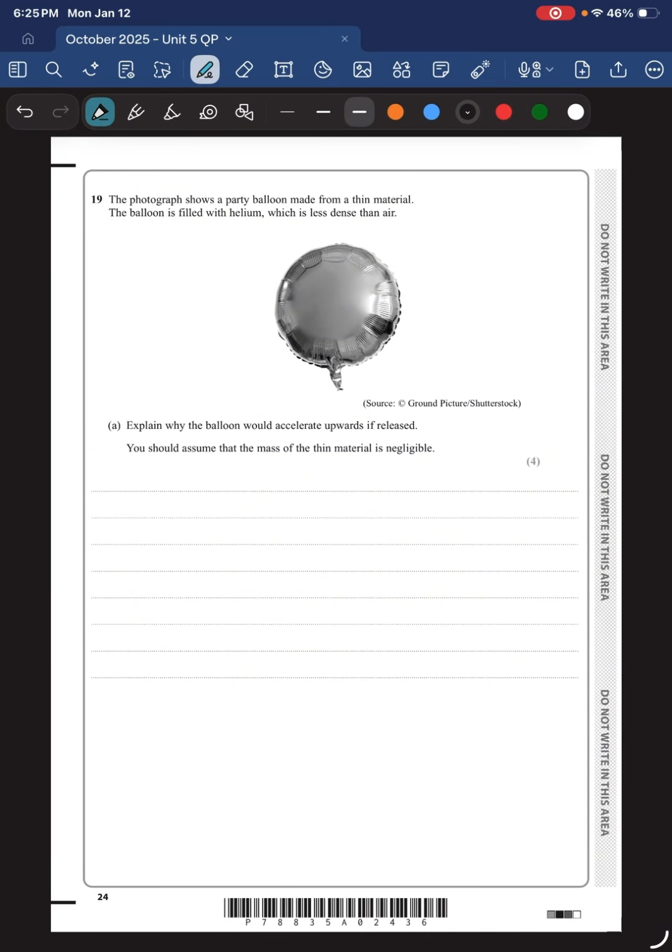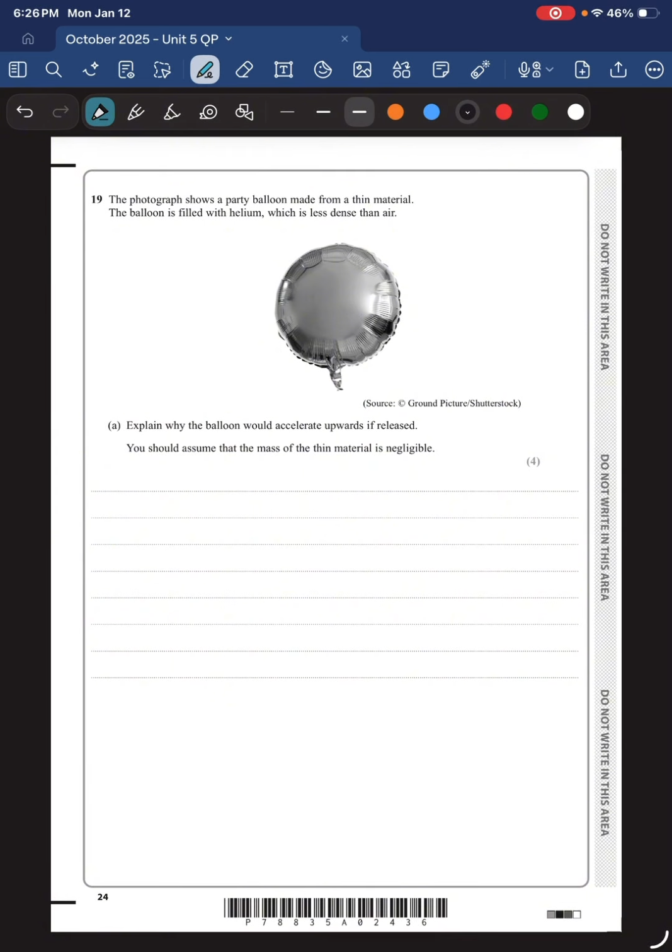The photograph shows a party balloon made from a thin material. The balloon is filled with helium, which is less dense than air. So, part A: explain why the balloon would accelerate upwards if released. You should assume that the mass of the thin material is negligible.